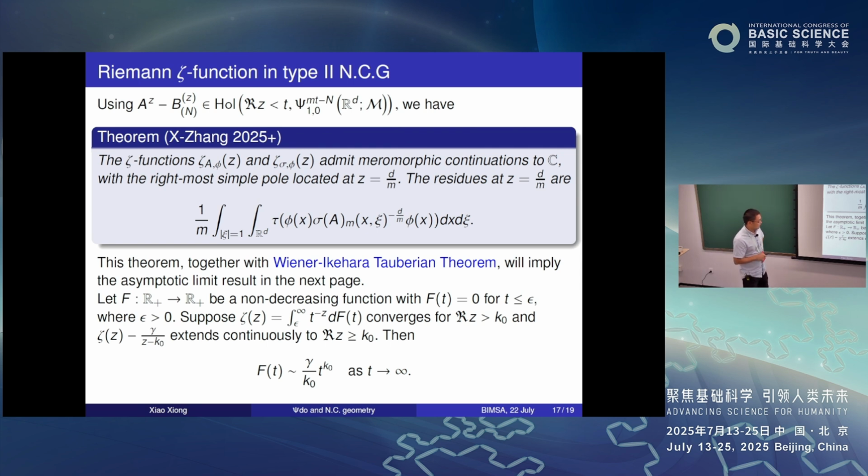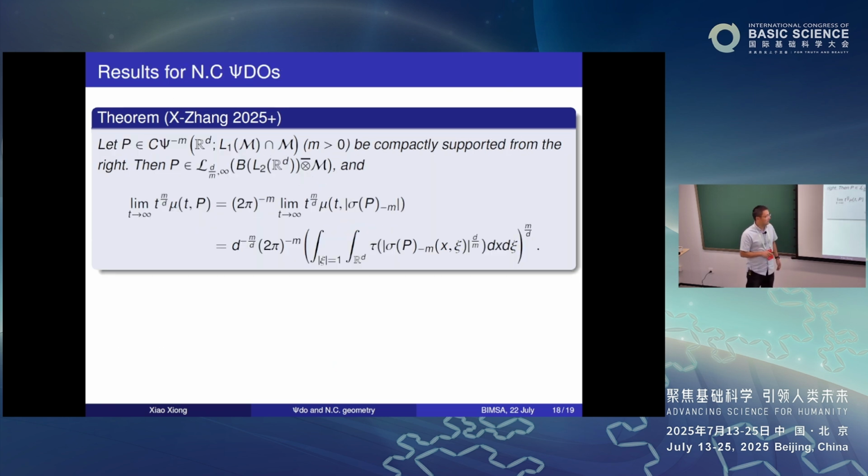And okay, what next? Next, I will skip this part, but I will come back to this paragraph later. But let me show you the last result. The last result states that the asymptotic limit of this pseudo-differential operator P is calculated this way.